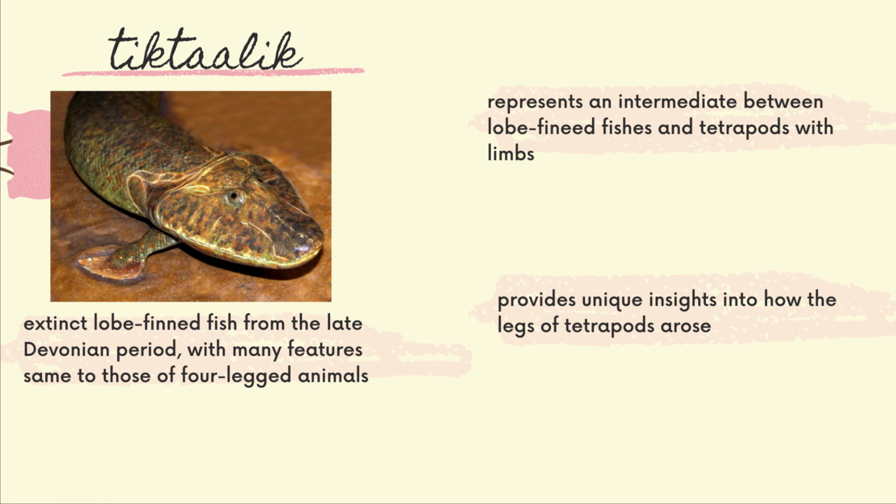This is Tiktaalik. Tiktaalik is an extinct lobe-finned fish with many features similar to four-legged animals. It represents an intermediate between lobe-finned fishes and tetrapods, and it also provides unique insights into how the legs of tetrapods arose. Now, let's watch a video of Tiktaalik's first time landing on land. Let's go!